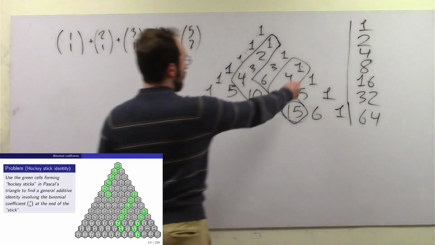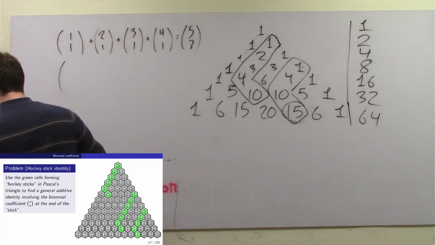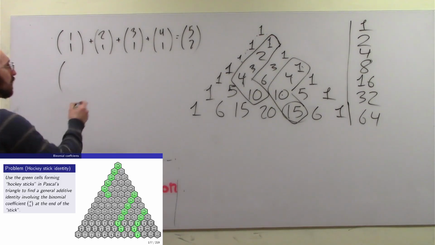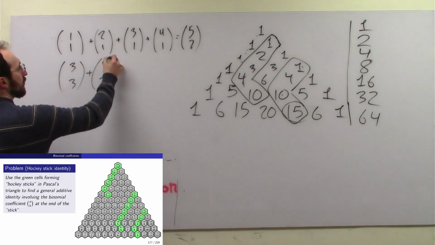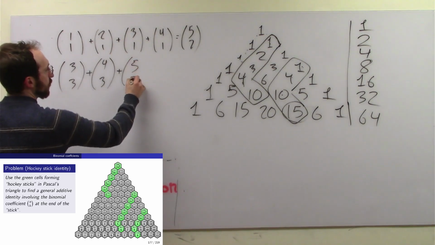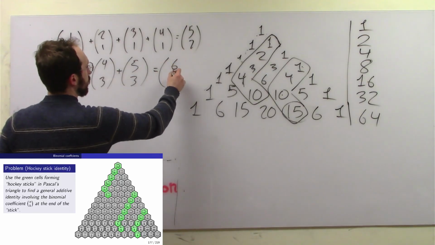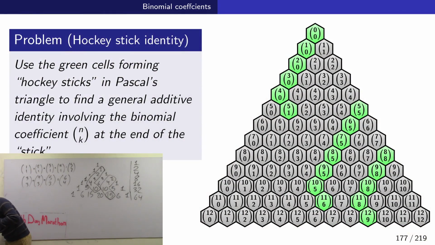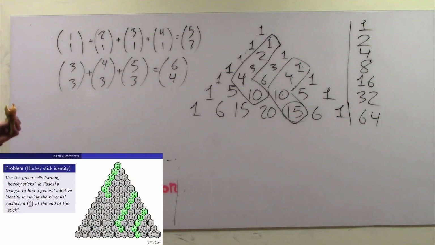Let's do this other one right here. We have 1, 4, 10, and 15. What is that? Is that 3 choose 3? Yeah. That's 3 choose 3 plus 4 choose 3 plus 5 choose 3 equals 6 choose 4. Make sure that I'm not losing my marbles. Let's look at that again. Yes. Okay. Do we see a pattern going on here?